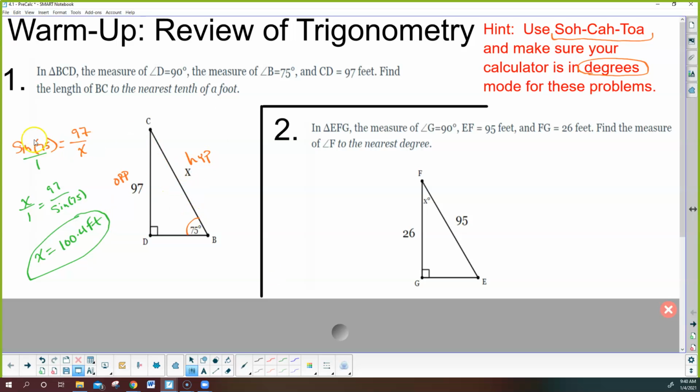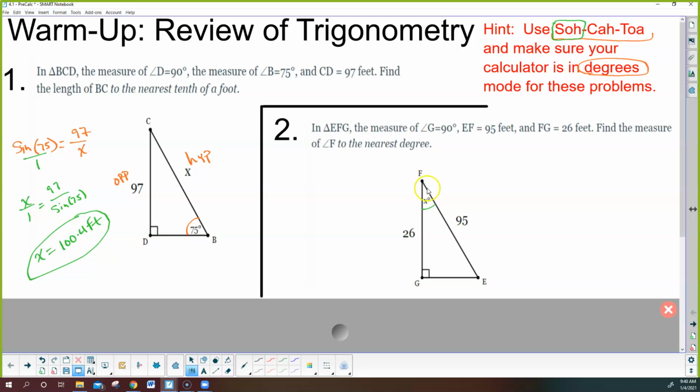All right, so this was just the regular use of SOHCAHTOA. We ended up using the sine ratio because we had the opposite and the hypotenuse. And notice we were given the angle. Well, number 2, they actually tell us to find the angle. So we have to think a little differently about this problem. We're still going to use SOHCAHTOA to help set up the problem, but then we have to work backwards.